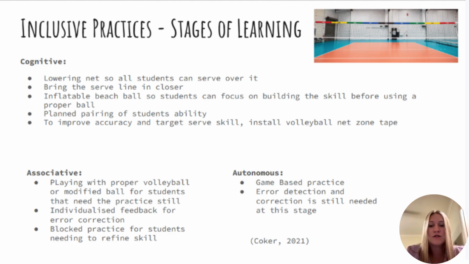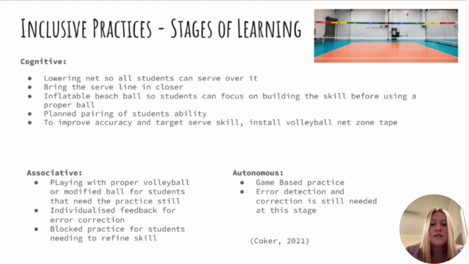Inclusive practices during the different stages of learning. In the cognitive stage, we would lower the net and bring the serve line closer so that students could serve over it, and have an inflatable beach ball so students can focus on hitting the ball and building the skill before using a proper volleyball. We would also plan pairings of students' abilities, someone in the autonomous or associative stage with a cognitive.